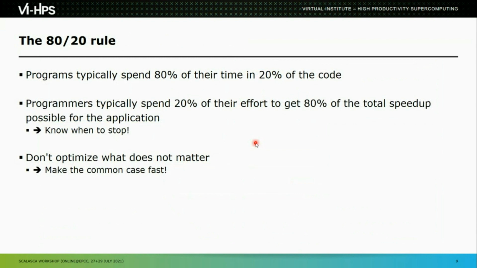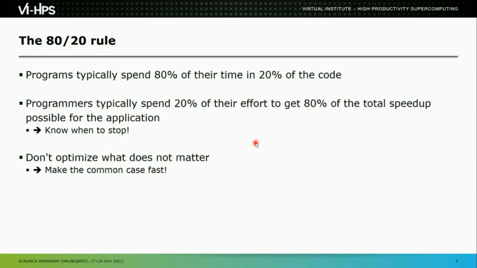We're not going to spend a huge amount of time on it today, and we're not going to recommend that you spend a huge amount of time either, because there's a Pareto Rule which says typically applications spend 80% of their time in only 20% of the code. So if we can identify that relatively small proportion of the code, that's where we would want to concentrate most of our effort.